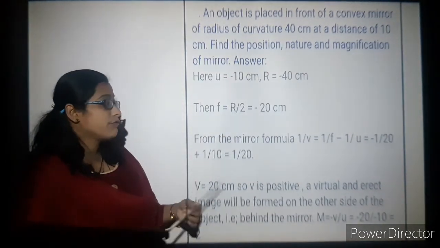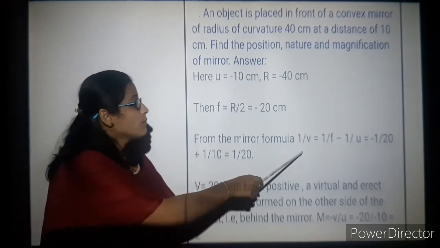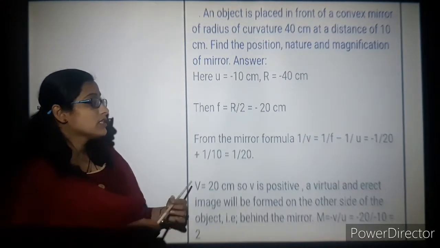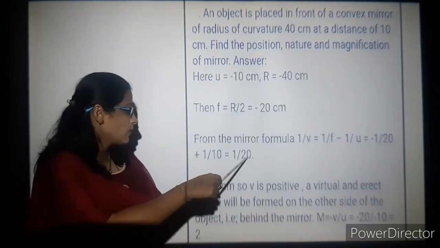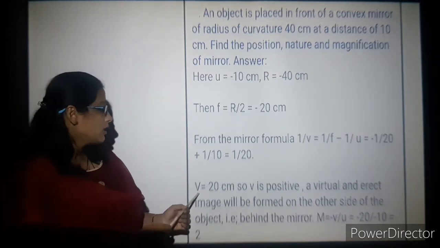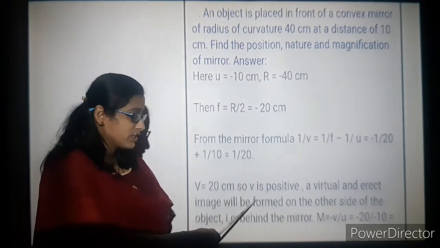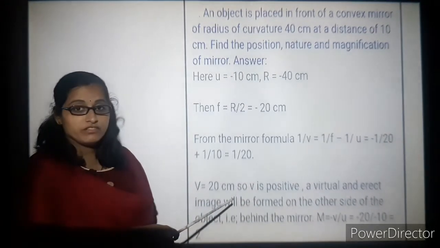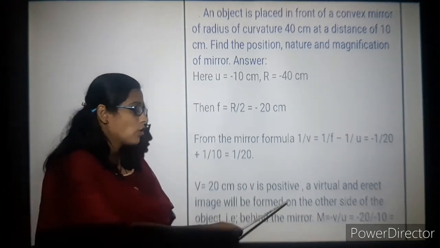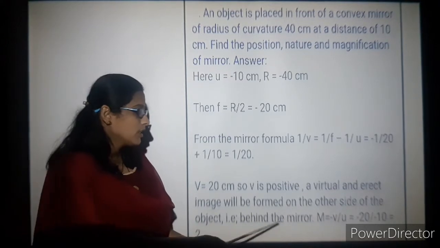From the mirror formula, 1 by v is equal to 1 by f minus 1 by u. When substituted, you will get 1 by 20. So your v, the image distance, is 20 centimeters. V is positive here. If it is positive, then a virtual and erect image will be formed on the other side of the object, so behind the mirror.